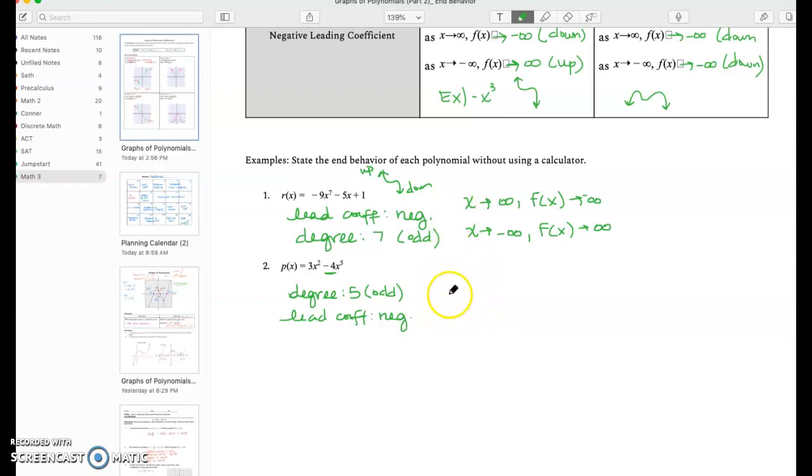So again, it's going to have the exact same behavior as we had in number 1 because those two characteristics are the same. So as x approaches positive infinity, f of x, or the function, is approaching negative infinity, and as x is approaching negative infinity, the function is approaching positive infinity. So work on memorizing those 4 behaviors to help you think about and learn end behavior.